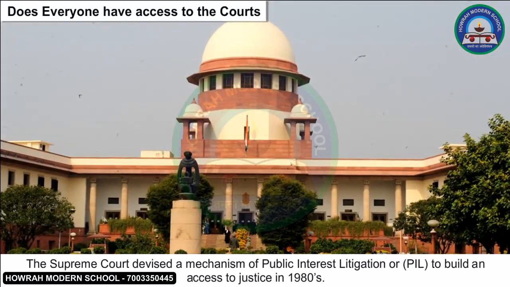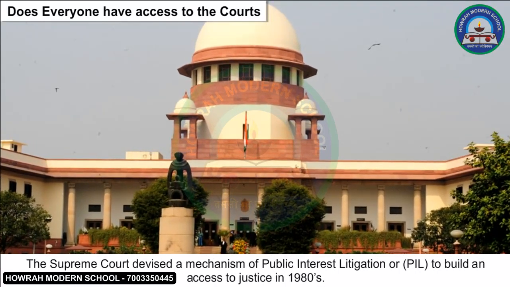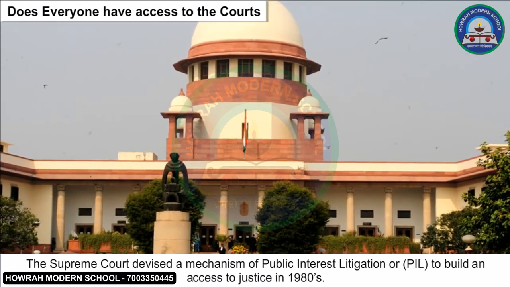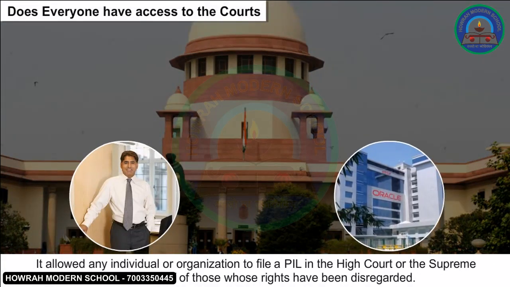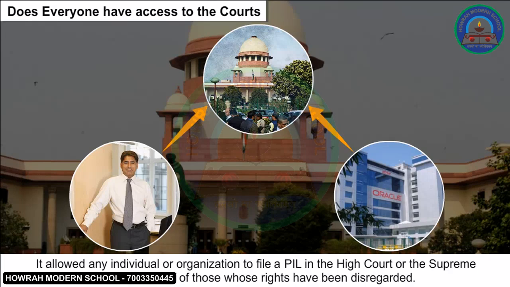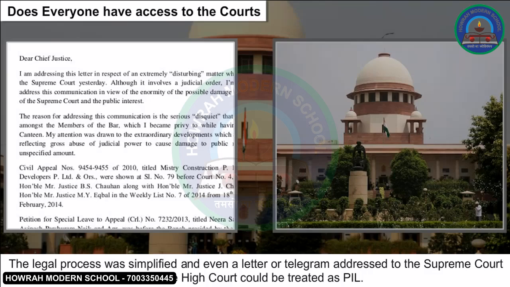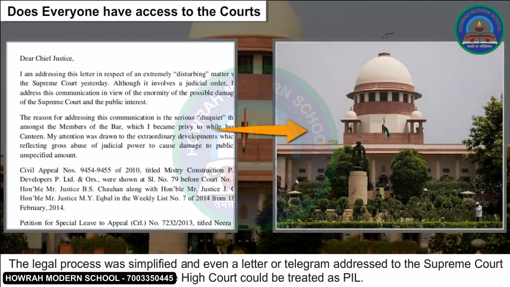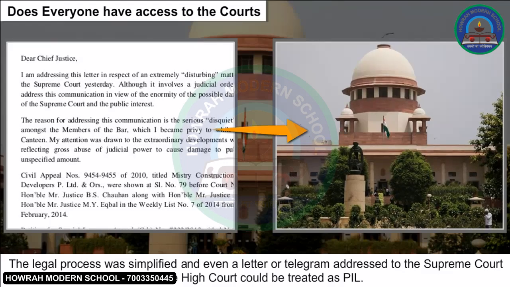The Supreme Court devised a mechanism of public interest litigation, or PIL, to build an access to justice in the 1980s. It allowed any individual or organization to file a PIL in the High Court or the Supreme Court on behalf of those whose rights have been disregarded. The legal process was simplified, and even a letter or telegram addressed to the Supreme Court or the High Court could be treated as PIL.